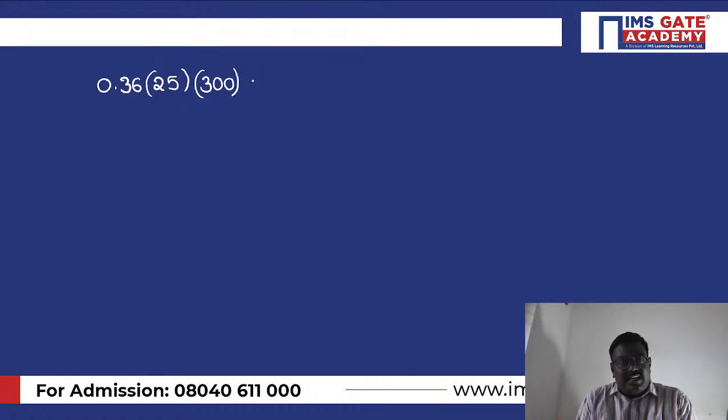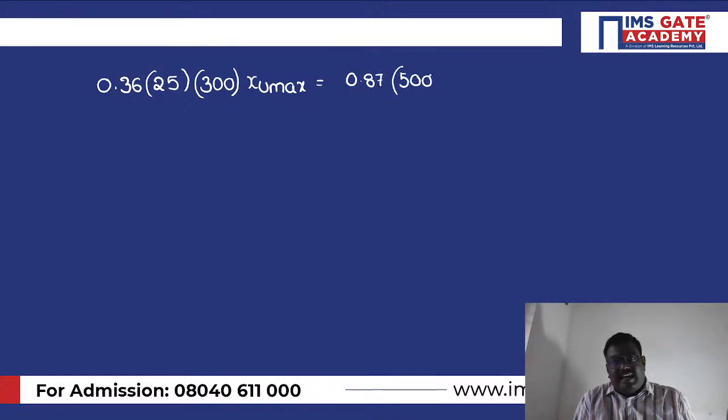Then xu max. Remember, my dear students, xu max is equal to 0.87, and the grade of steel is how much? The grade of steel is Fe 500, and Ast limiting. We consider this as Ast limiting. Now, my dear students, it is a Fe 500 grade of steel.